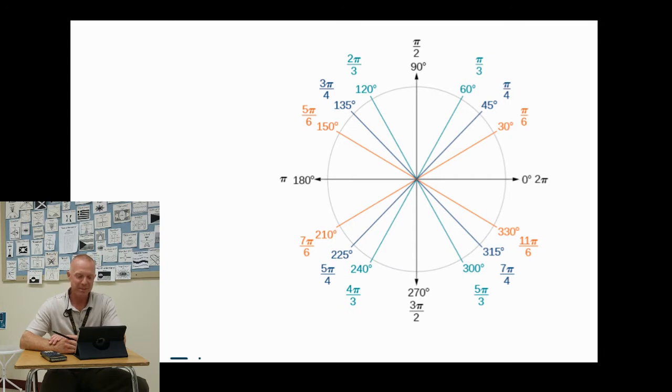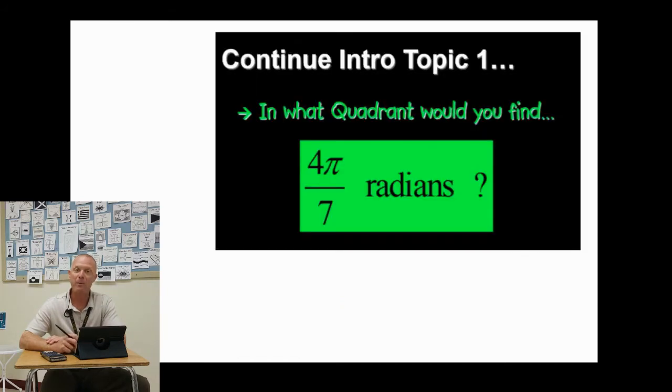Our next step in continuing to understand radians is for me to give you a new radian and see if you can figure out where that would be located. So what if I gave you 4 pi over 7 radians? Where is that going to show up?